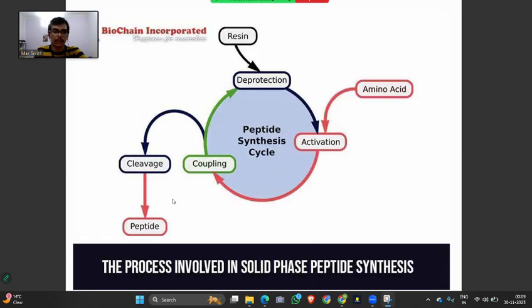So let's see. As we can see, the process involved in solid phase peptide synthesis. The peptide synthesis cycle: we can see deprotection, coupling, and peptide bond.